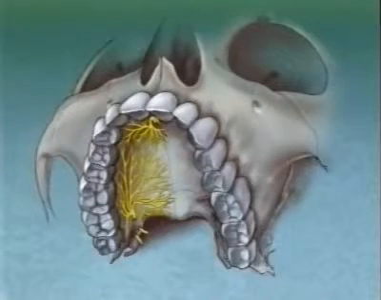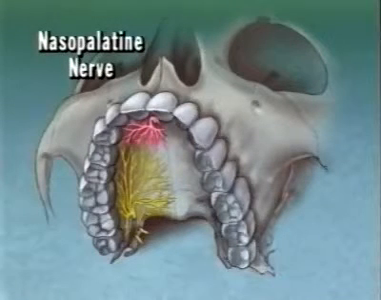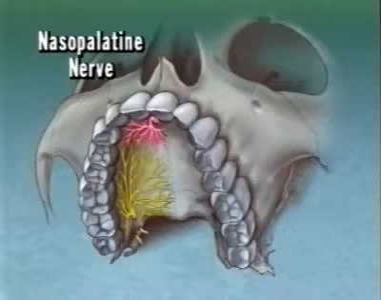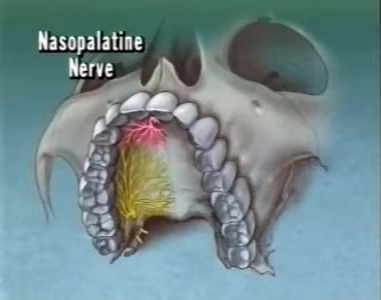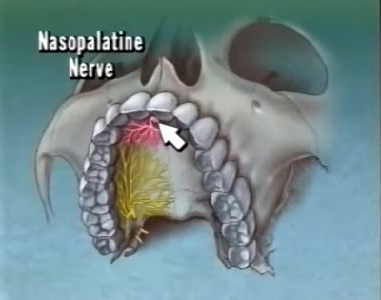One of these branches, the nasopalatine nerve, passes downward and forward on the nasal septum, enters the incisive canal, and reaches the oral cavity via the incisive foramen to provide sensation to the palatal mucosa of the premaxilla.